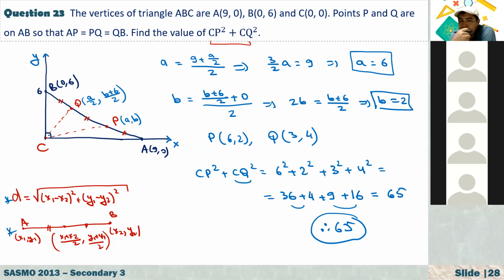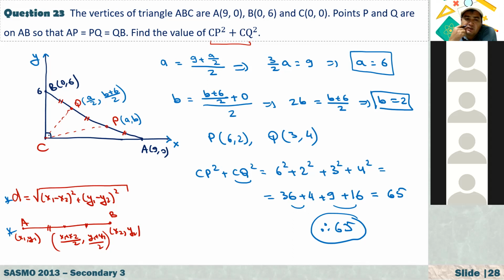I did rise over run for slope. The slope here, rise is 6, run is 9, so 2 over 3. Because here we divided by 3, we have 9 run and 6 rise. It means if we divide by 3, we get 2 and 3. It means we will go 3 to the left and 2 up.